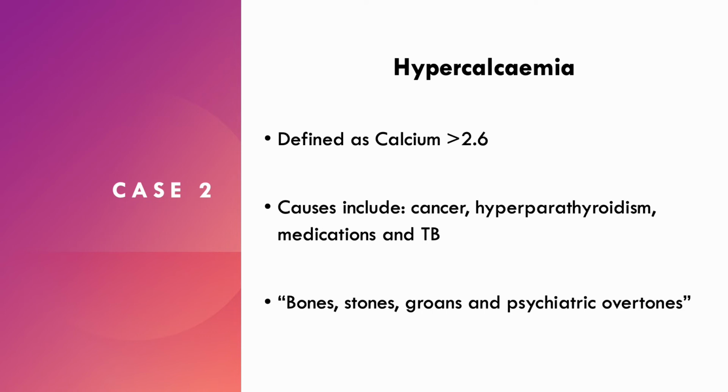And there's a little mnemonic that we're taught: bones, stones, groans, and psychiatric overtones. And this gives you an idea of what symptoms the patients tend to suffer. So it can result in bone pain from bones, stones, it can result in kidney stones, groans, it can result in abdominal pain, which this patient was suffering from, and it can also result in confusion and depression, and it can also cause cardiac arrhythmias.